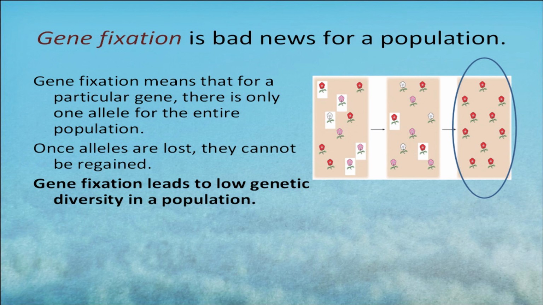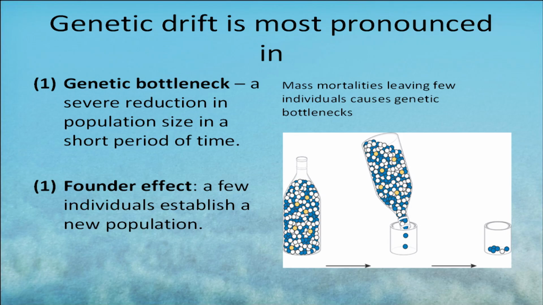So here's why. Once you lose an allele, for example, the white allele in this flower population, you can't bring it back. You can't say, hey, I really want the white color now because I think it's advantageous for some reason. It's gone. You have to wait for a whole other DNA mutation to bring it back. That could take thousands and thousands of years. So clearly, gene fixation reduces the genetic diversity substantially. Genetic drift, which is basically the cause of this gene fixation, is going to be most pronounced in two situations.